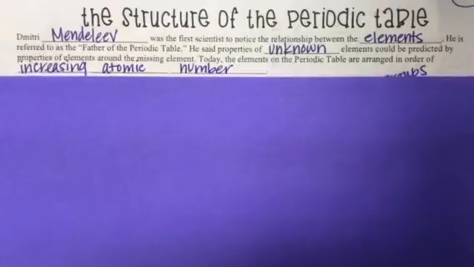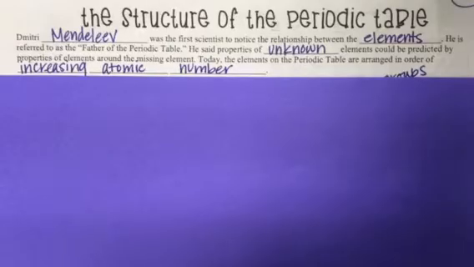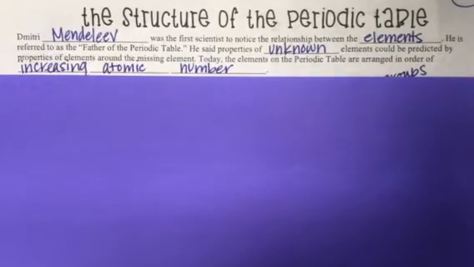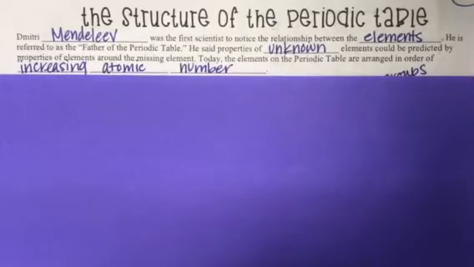before they were discovered. Today, the elements on the periodic table are arranged in order of increasing atomic number. You're going to hear that over and over again. The top number typically in each box on the periodic table is going to have that atomic number, and those go in order from left to right, going up from left to right.